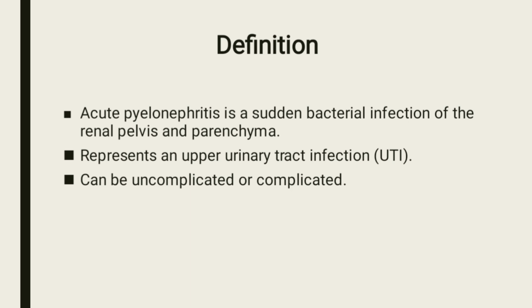Let's start. Acute pyelonephritis refers to an infection involving the renal pelvis and kidney parenchyma. It's classified as an upper urinary tract infection and can occur in otherwise healthy individuals. That's the uncomplicated form. It can also occur in patients with structural or functional abnormalities, which we call complicated pyelonephritis.